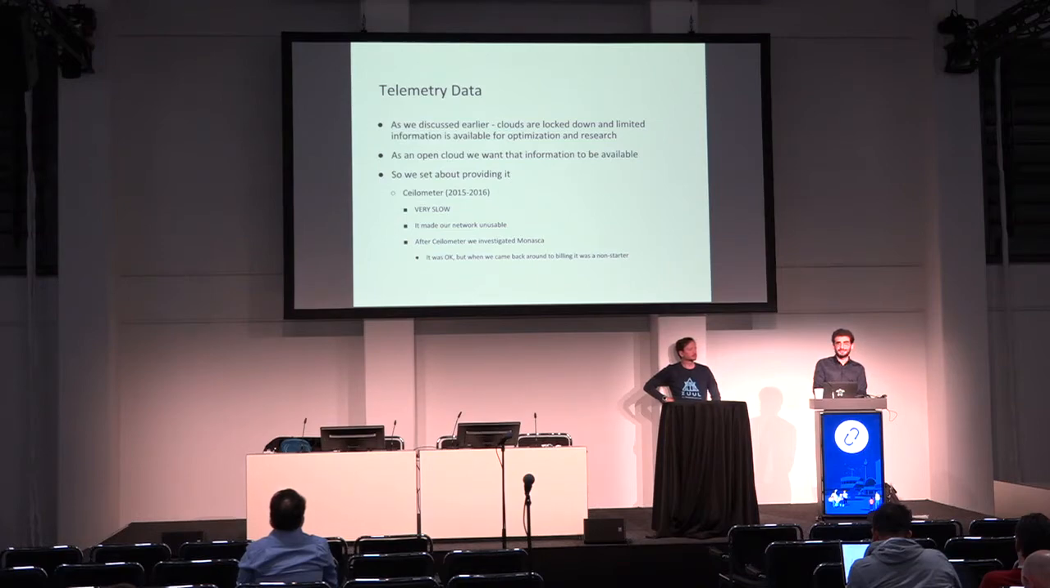When we started about 3.5 years ago, Ceilometer was very slow, and it made our network crash. We investigated Monasca, then we switched back to Ceilometer because a tool we tried to use to solve that issue required it, but it didn't fit our use case, so now we're back to reinventing the wheel yet again. It would be so much better if we could work with the OpenStack community to have this upstream.